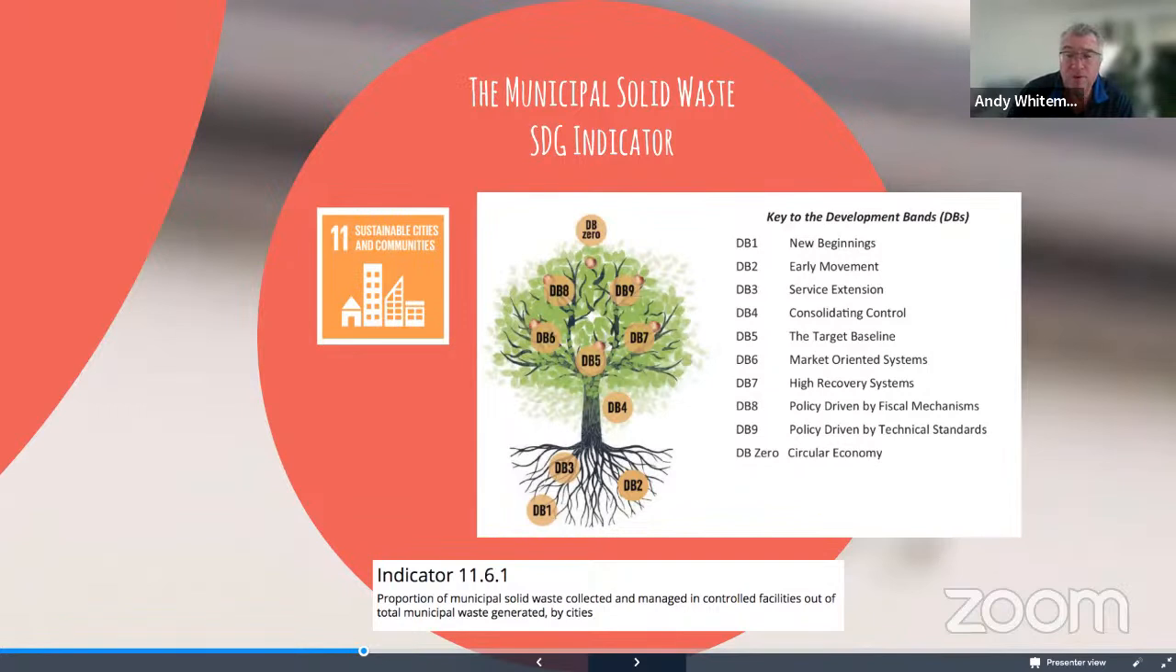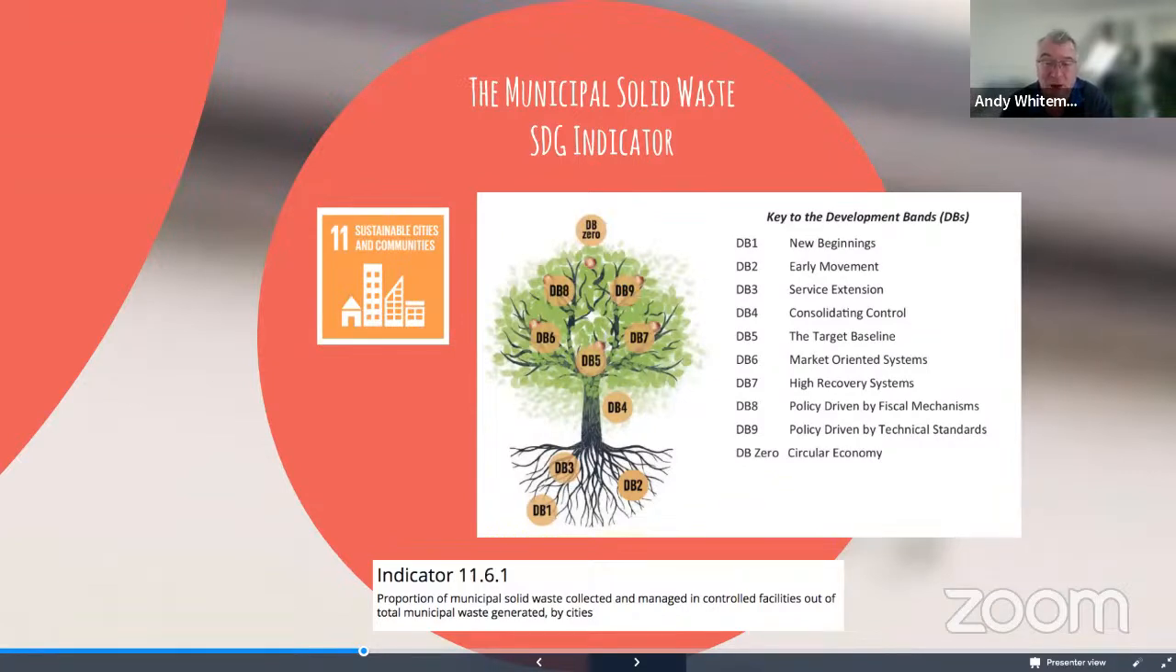And you know what we've understood and hypothesized to a reasonable degree, it's a hypothesis, but we feel it holds fairly well, is that if you think of waste management systems as this tree, the roots of the tree is where systems are taking hold. The trunk of the tree is where you're really progressing towards being able to, and this DB5, Development Band 5, is what we define now as the target baseline.